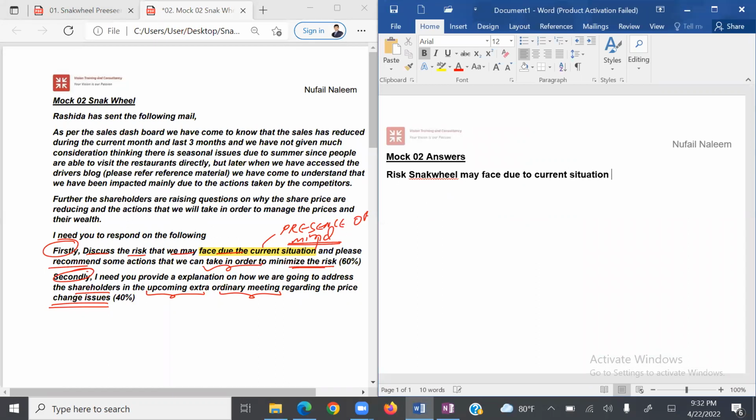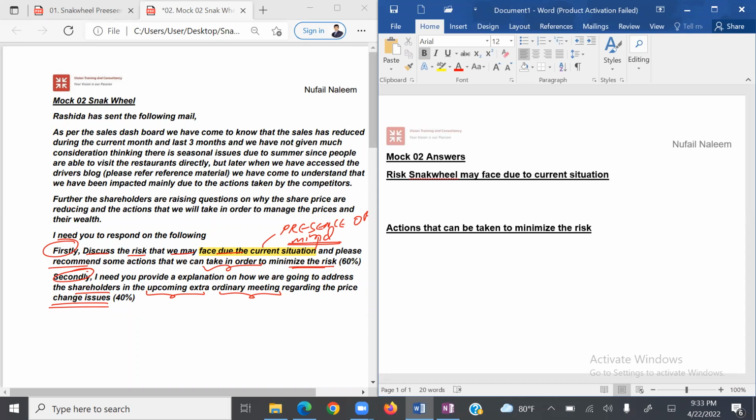I will update this current situation because I have not read the case study in detail, so I don't know what the current situation is. And then I will write down here: actions that can be taken to minimize the risk.